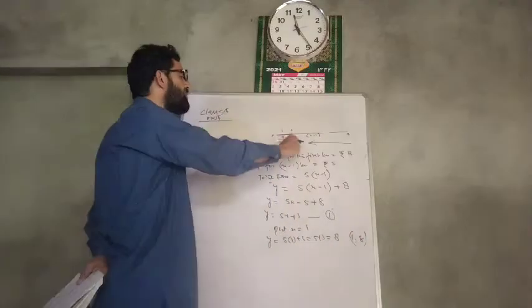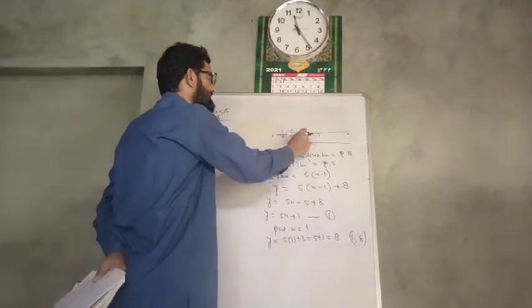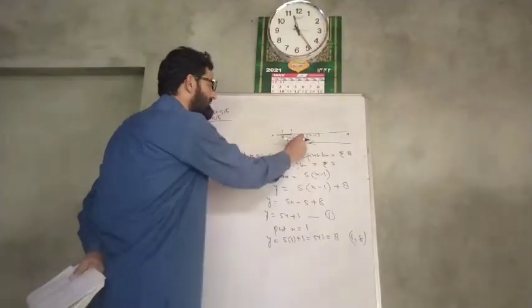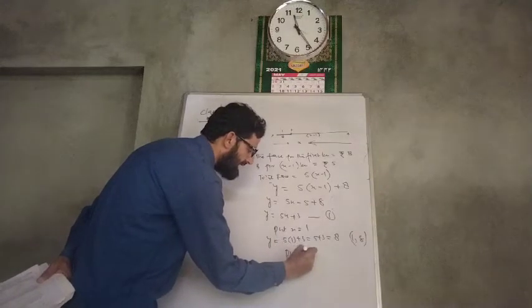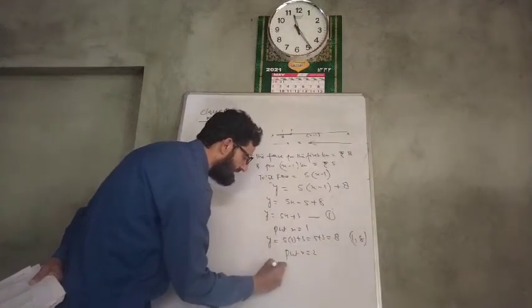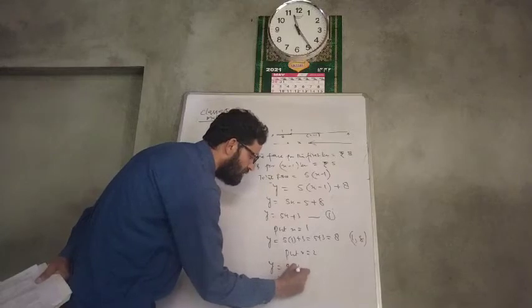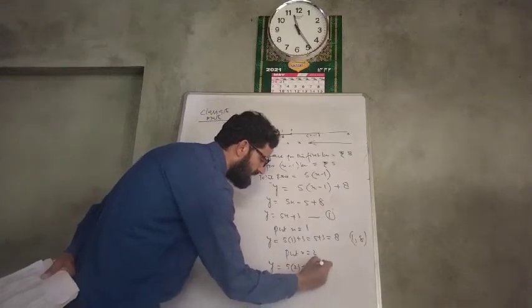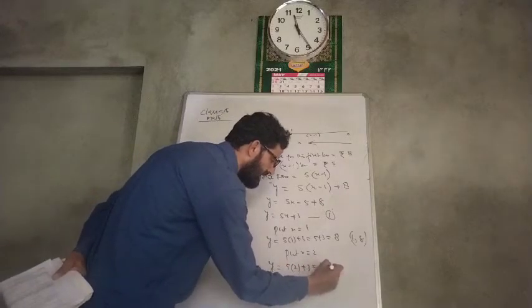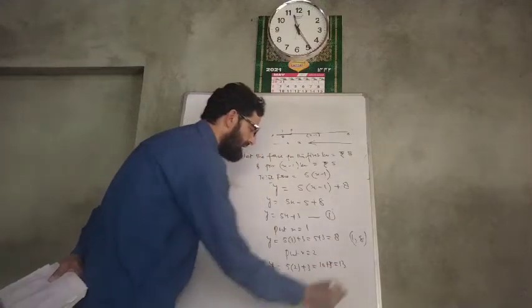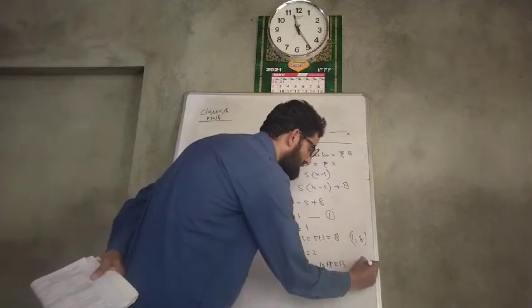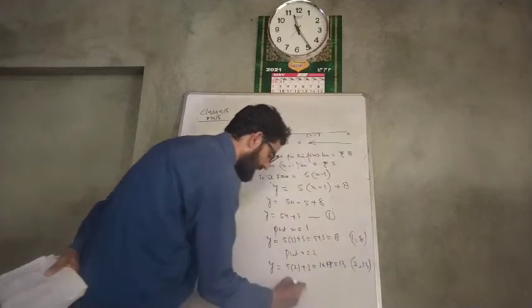Obviously for 2 kilometers, this is 8 plus x minus 1, which we will multiply by 5. So putting x is equal to 2, what is y? Y is 5 into 2 plus 3. Yes, 5 twos are 10 plus 3. So for 2 kilometers the fare is 13.